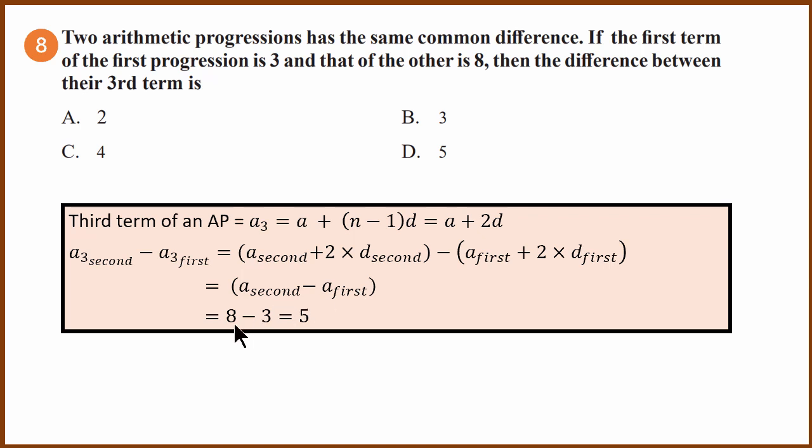Okay? What is A of second? A of second is 8. What is A of first? 3. 8 minus 3, 5. The answer is D.